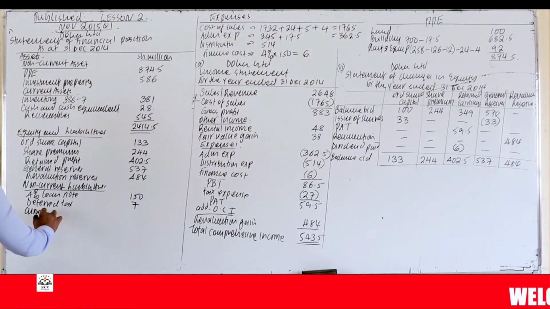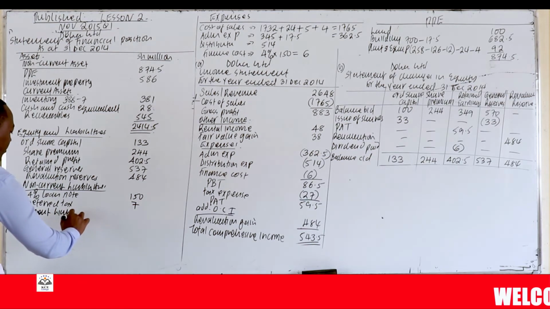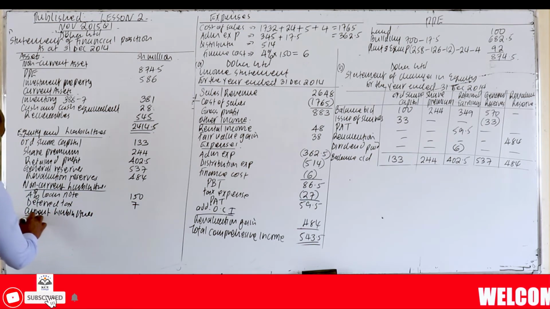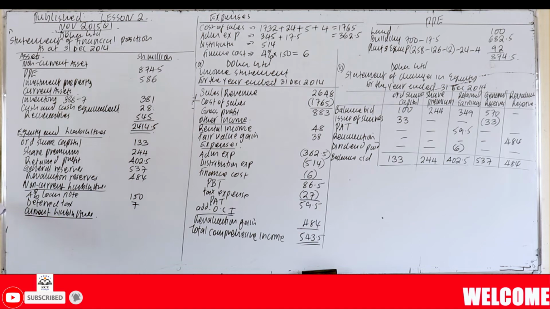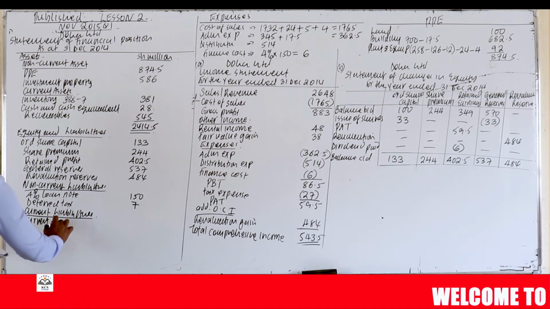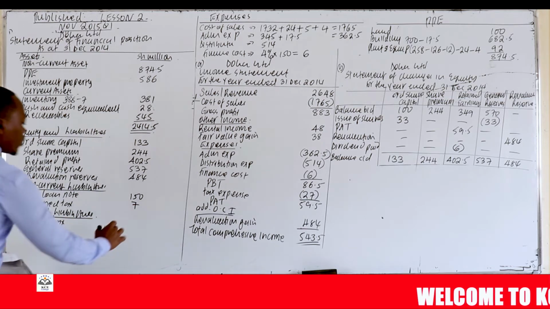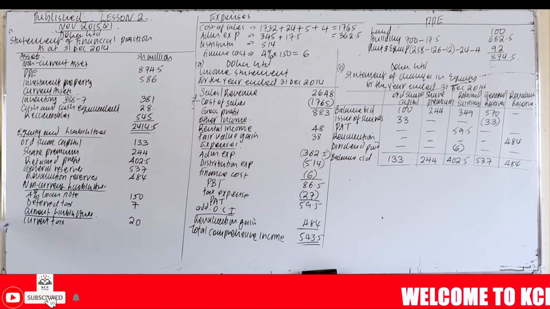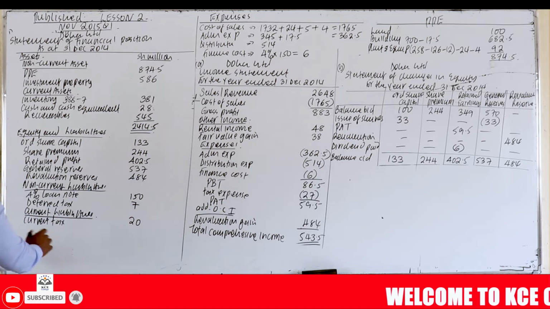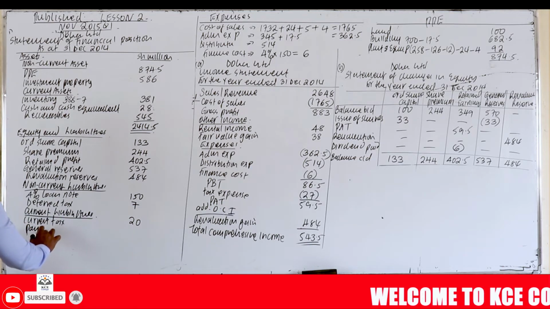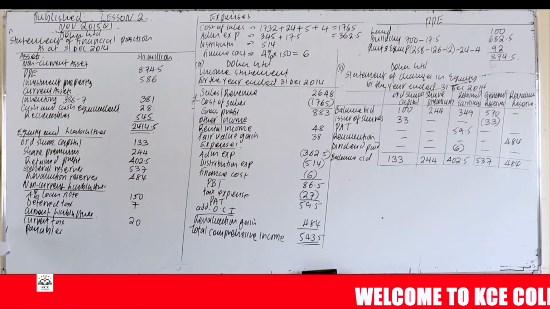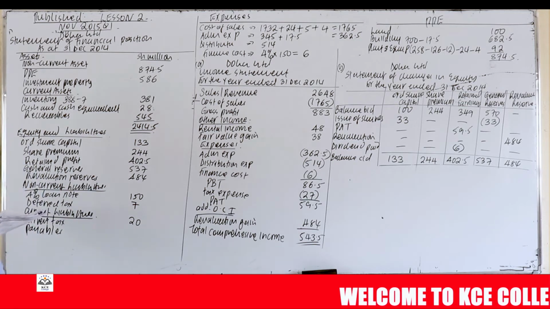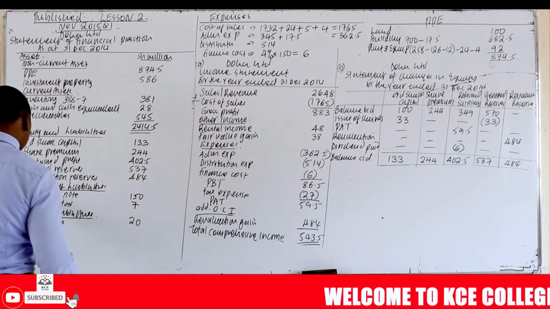Then lastly, we have the current liabilities. For the current liabilities, we have the current tax. And current tax we are told was 20. Then if we have trade receivables, we must be having the trade payables. And trade payables, it's an amount of 434.